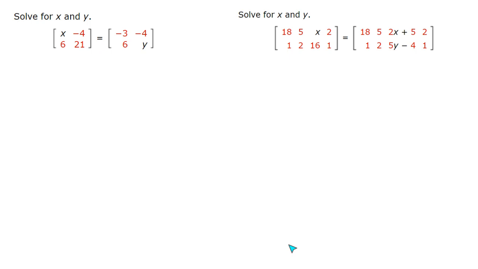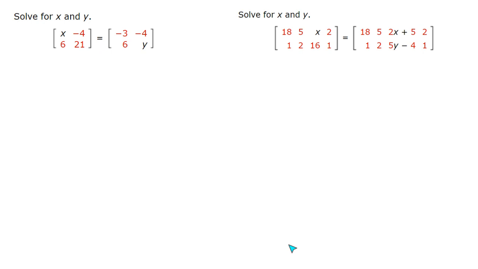Okay, so here it's telling us that we have two matrices that are equal to each other. First, they are the same size. This is a square matrix 2 by 2. This is a square matrix 2 by 2. Okay, so it's telling me that these two matrices are equal to each other.